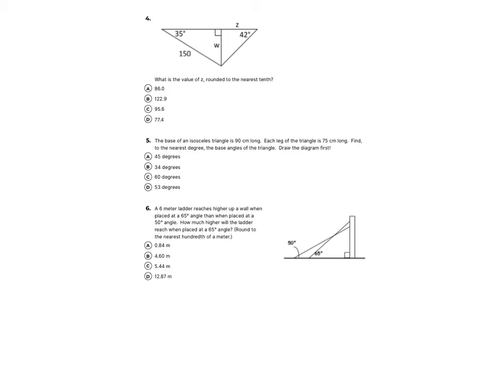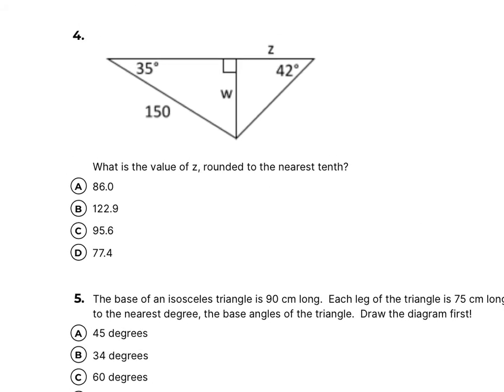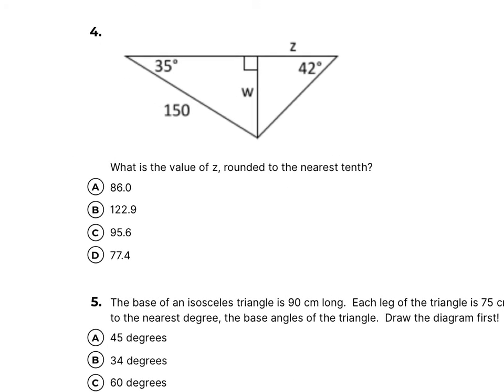Now let's move on to number 4. In number 4, I'm supposed to find the value of z to the nearest tenth. Now to find z, first of all, I need to find w. If I look at this triangle, w represents the opposite with respect to angle 35, and 150 is the hypotenuse. So I'm going to do sine of 35 in order to find w, and that's w over 150, opposite over hypotenuse. Now to find w, I can multiply both sides by 150.